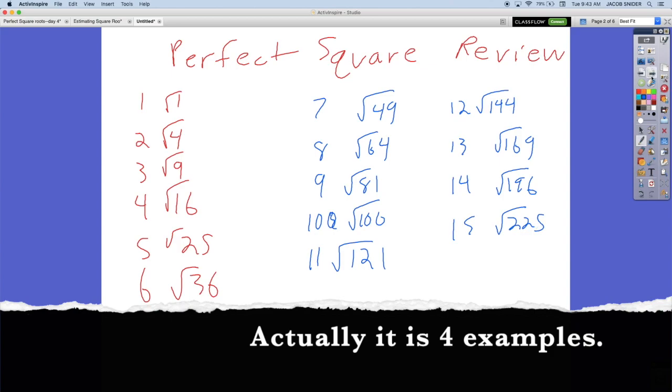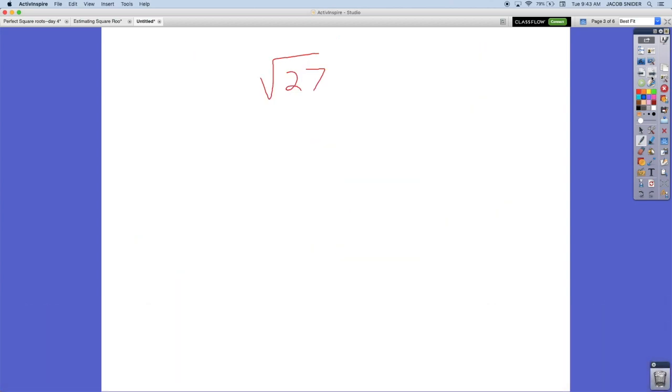Okay, I got 3 short examples for you today. Okay, square root of 27. Now today when you do your Delta Math assignment, it's going to ask you, between what integers are these numbers? Well, the integers come from when we set up our problem with the perfect square roots above and below. The perfect square root below is 25. The one above is 36, right? Which means that it's somewhere in between 5 and 6. These are our integers that it is in between, okay?